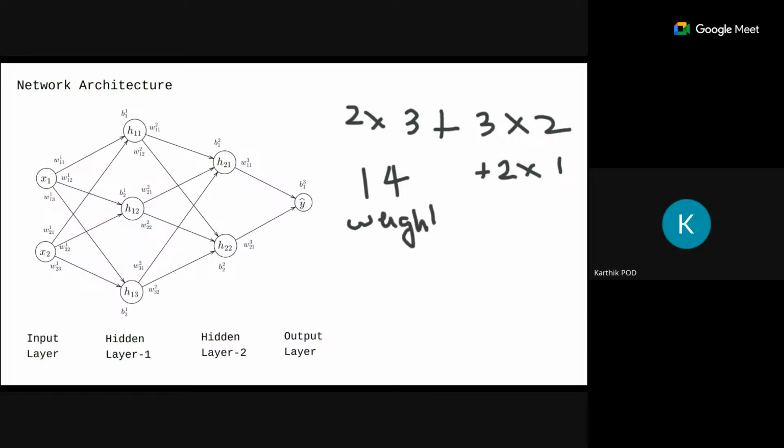And how many biases are there? 1, 2, 3, 6 biases. So you have 20 parameters. This network has 20 parameters: 14 of them are weights, 6 of them are biases. How many neurons does it have? 2 plus 3 plus 2 plus 1, so 3, 4, 5, 6, 7, 8. It has 8 neurons: 2 input neurons, 1 output neuron, and 5 hidden layer neurons.